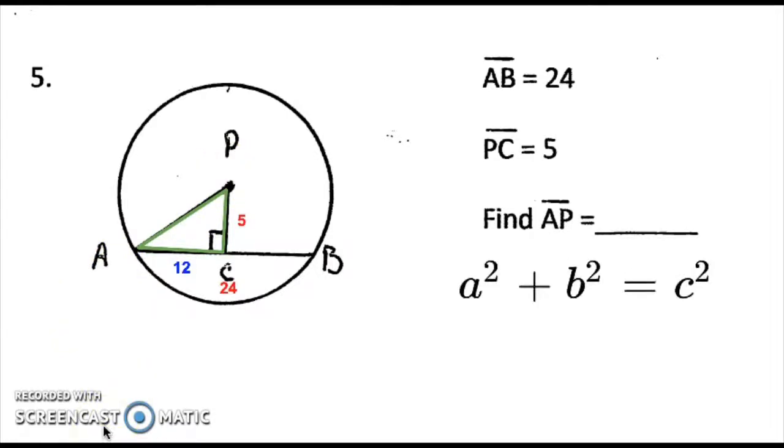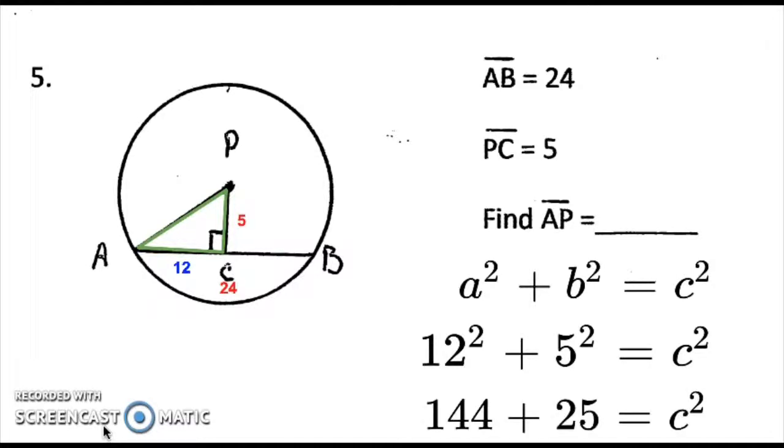So that would be A squared plus B squared equals C squared. A and B is 12 and 5, so 12 squared plus 5 squared equals C squared. We have 12 squared is 144, and 5 squared is 25, equaling C squared. So add them up, you get 169 equaling C squared. To find C, which is AP, you take the square root of 169 and you get 13. So your answer is going to be 13.